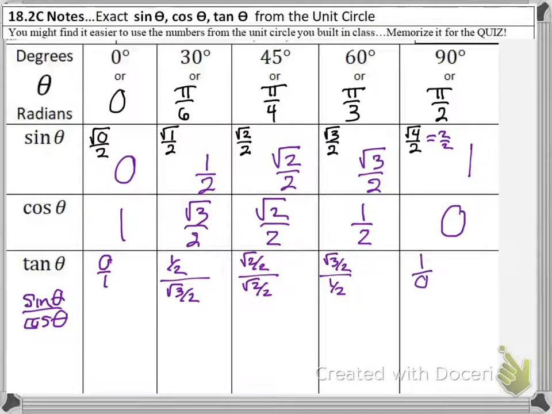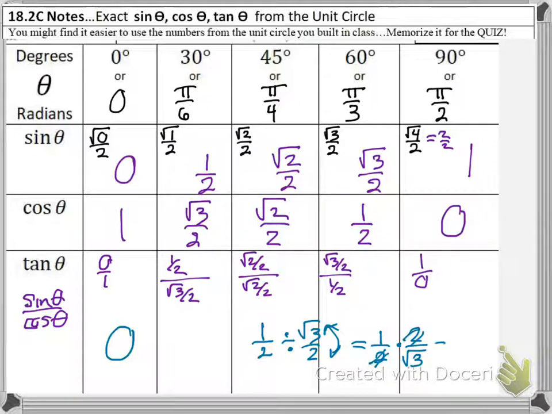Then I'm going to simplify each of those a bit and say 0 over 1, just 0. 1/2 divided by root 3 over 2. I'm just going to write it over here the long way, and then I'm going to erase it. 1/2 divided by root 3 over 2 is 1/2 divided by root 3 over 2. I'm going to flip that fraction and call that 1/2 times 2 over root 3. Cross out the 2's, get 1 over root 3.